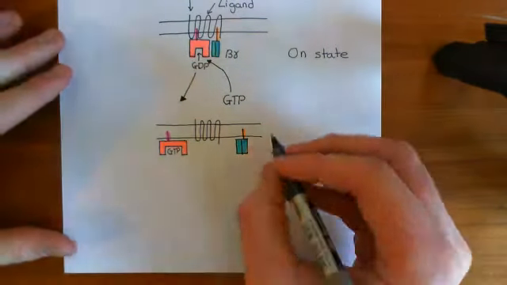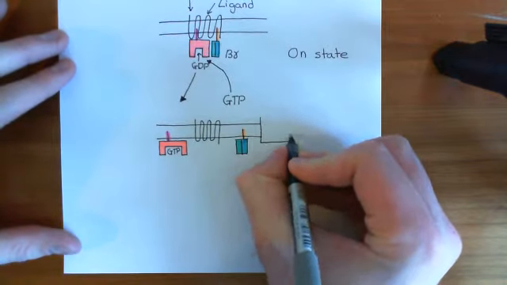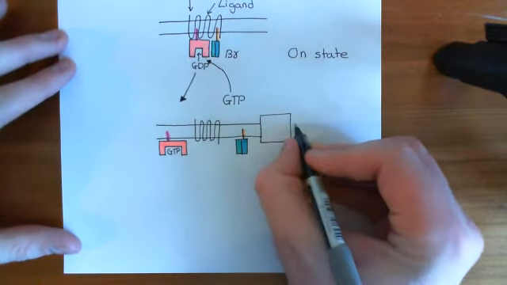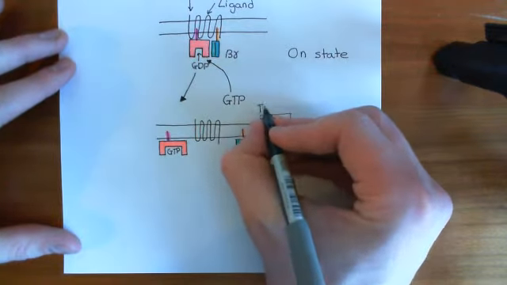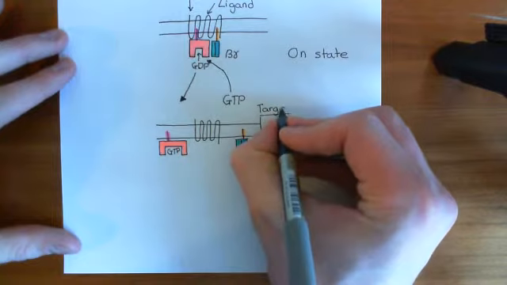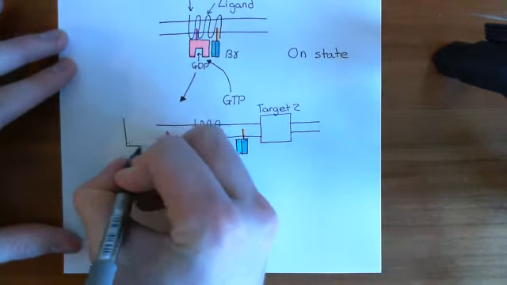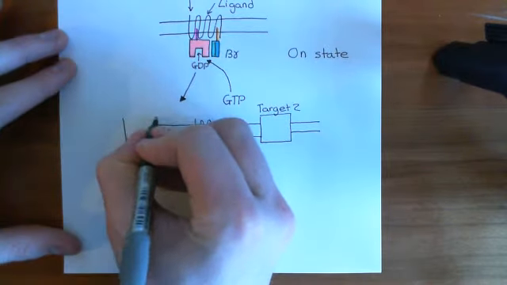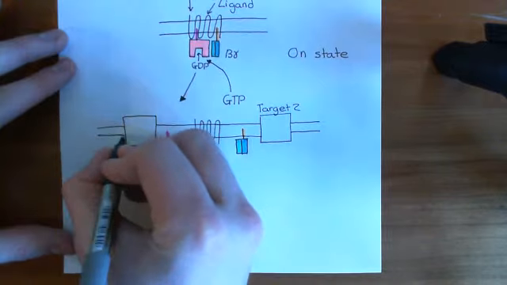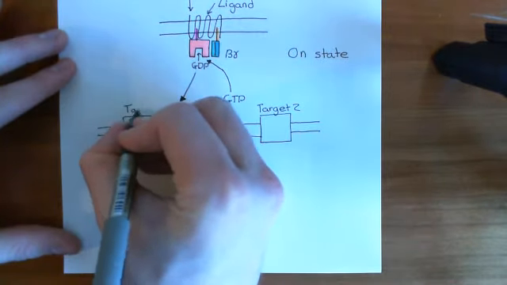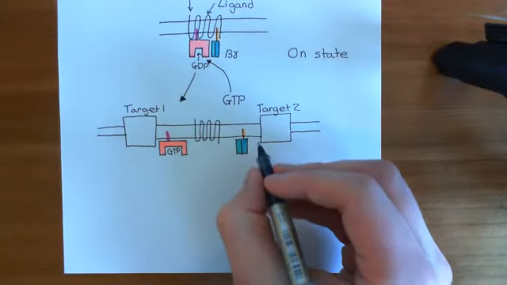Now what will happen is these two subunits will go off and interact with targets. Okay, so let's say the beta gamma subunit has some target over here, and this is an important concept. For a very, very long time, people thought that it was just the alpha subunit that actually had important signaling roles, but actually the beta gamma subunit also has important signaling roles. Okay, so here's a target for the alpha subunit over here, target 1, but there is also a target over here for the beta gamma subunit.